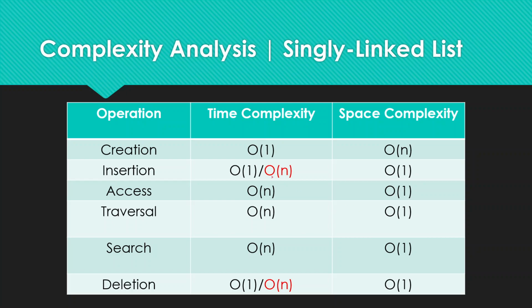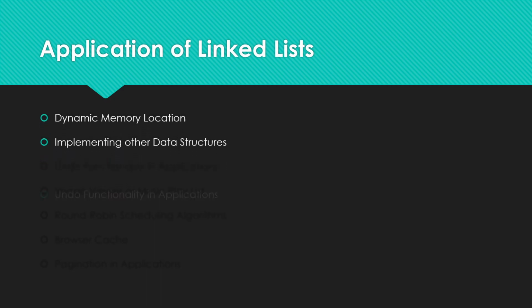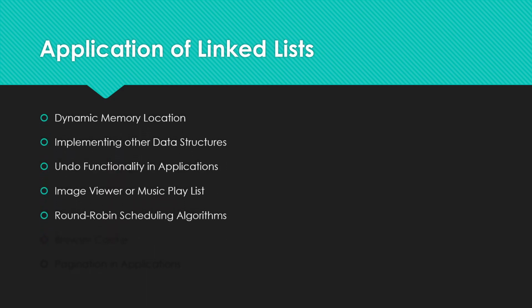So I'm just going to talk about, for example, insertion. When you're inserting at the head, it's just O of 1. So this is the best case scenario. When you're inserting at the end or in between, because you have to traverse first before you insert, you're going to get O of N for insertion there. That's the same also for deletion. If you're just deleting the first node, O of 1. But if you have to traverse before you delete, then O of N.